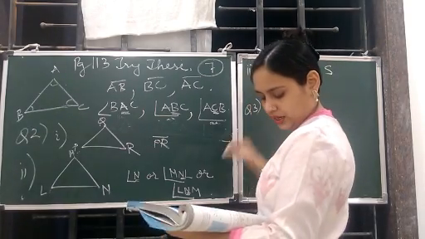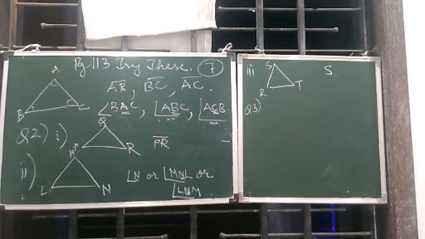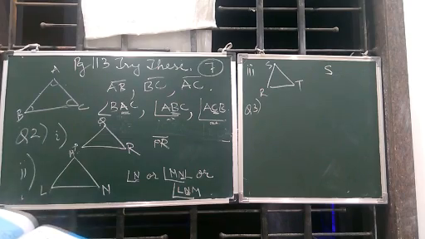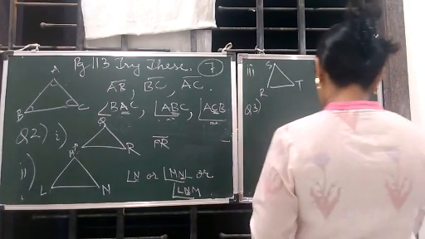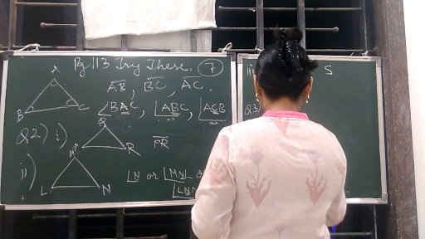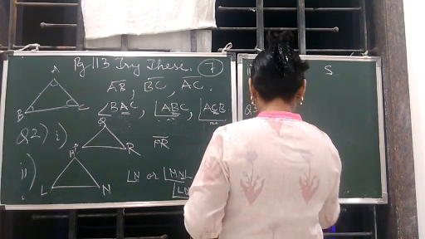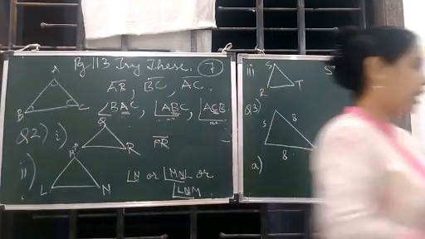Then comes question number 3. Look at figure 6.2 and classify each of the triangles according to its side and angles. Side also and angle also. So let me make the triangles first. First one is 5, 8 and 8. So according to the side also and according to the angles also.